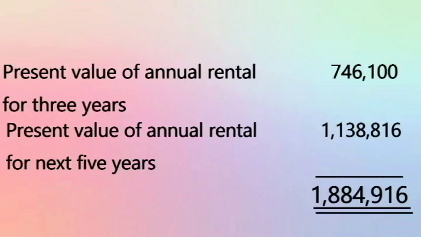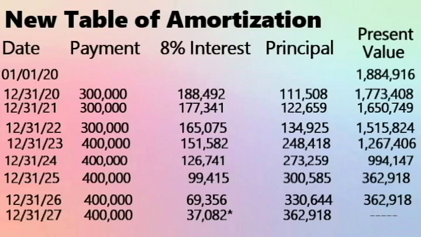Next step, kailangan nating i-compute for the lease liability as of January 1, 2023. So, yung present value of annual rentals for 3 years na nakuha natin kanina, which is equal to 746,100, at yung present value of annual rentals for the next 5 years amounting to 1,138,816 ay kailangan nating i-add. So, it is equal to 1,884,916. So, now, kailangan na nating mag-prepare ng table of amortization.